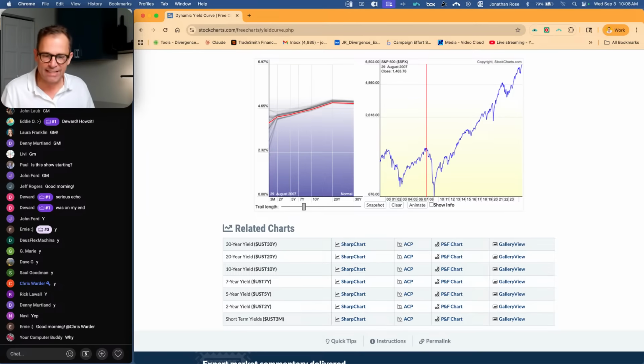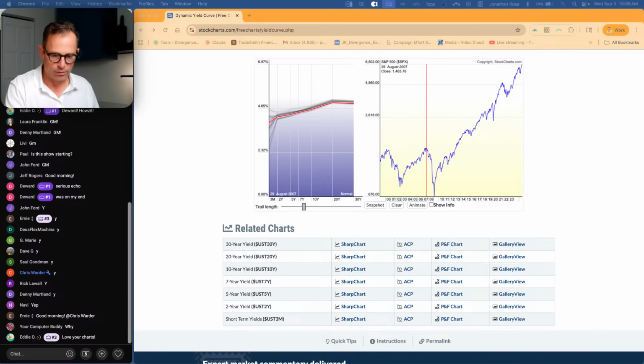Okay? 2007, crisis warning. Curve flattened. It inverted again, signaling trouble. SPX collapsed as the financial crisis unfolded. But the bond market guys are giving us clear signals, right?